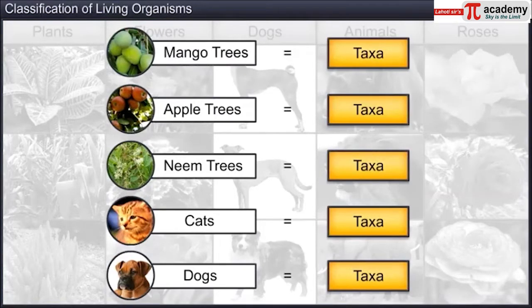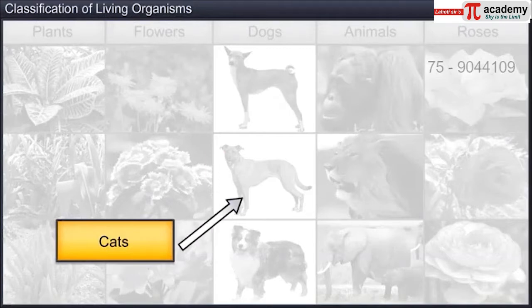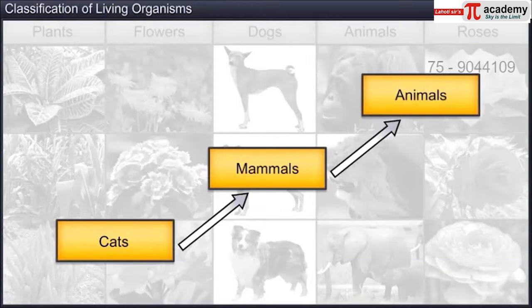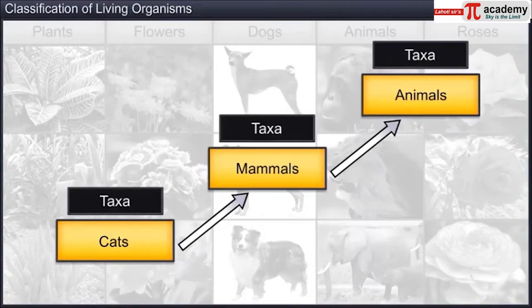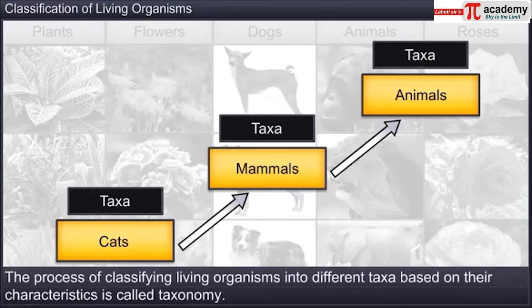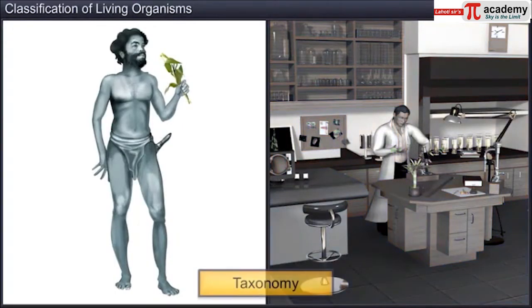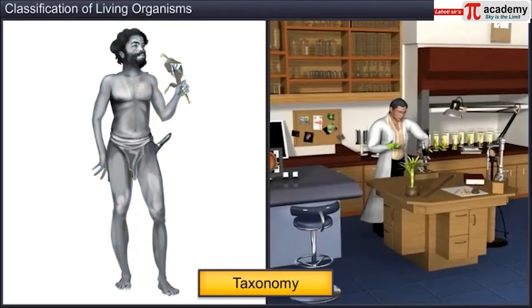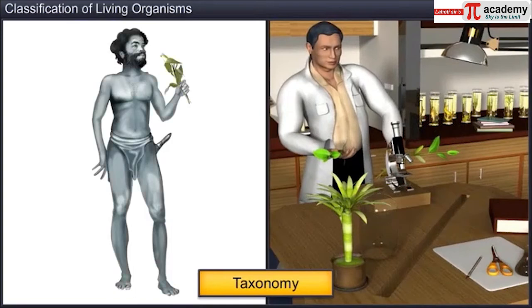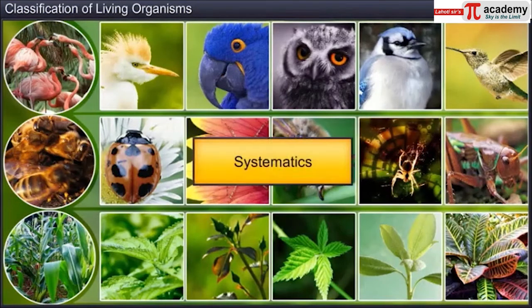Here, each of the groups, namely mango trees, apple trees, neem trees, cats and dogs, are all taxa. However, cat is a mammal, and all mammals come under animals. Therefore, a cat, mammals, and animals represent taxa at different levels. This process of classifying living organisms into different taxa based on their characteristics is called taxonomy. Taxonomy isn't new to humans. For ages, humans have been interested in knowing about different types of organisms and the relationships among them. This branch of study is known as systematics, which means systematic arrangement of organisms.